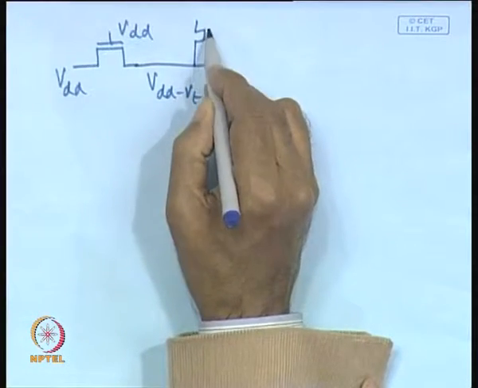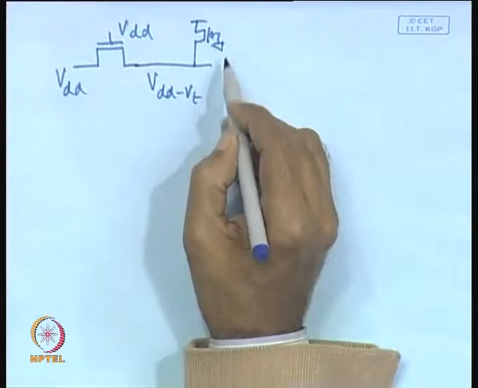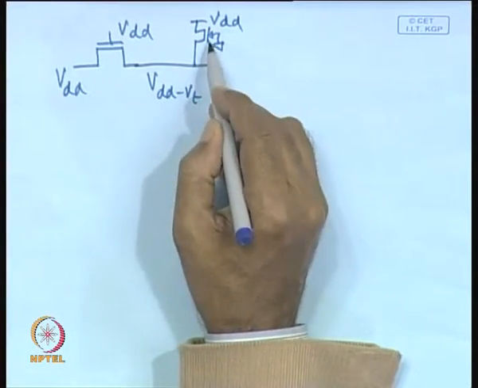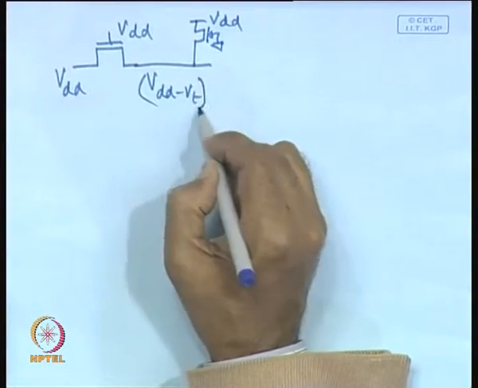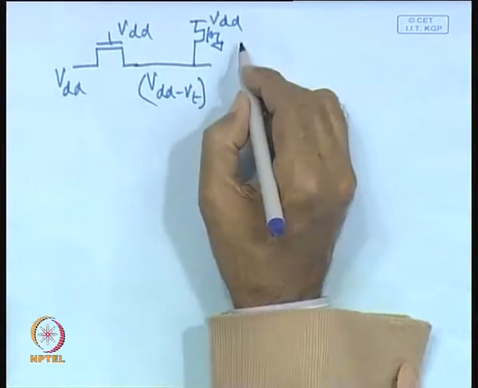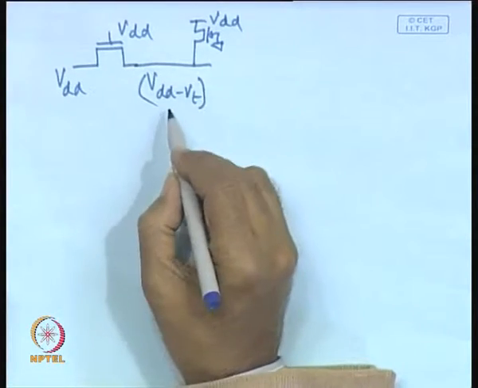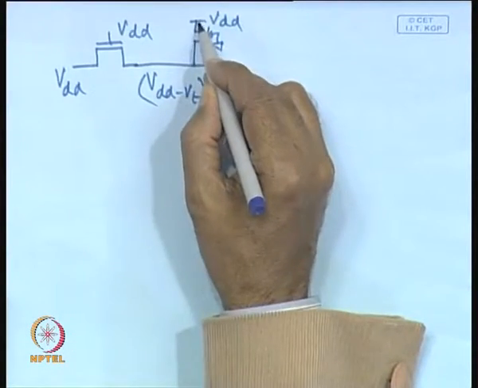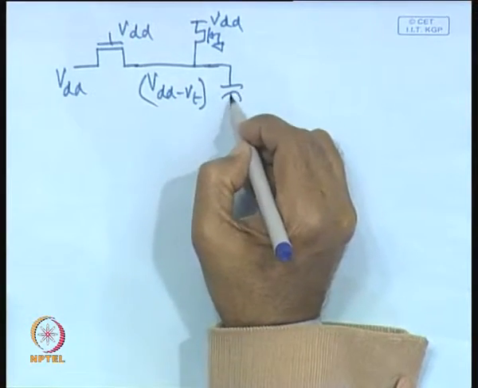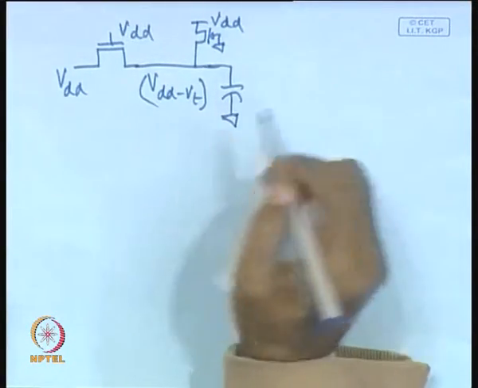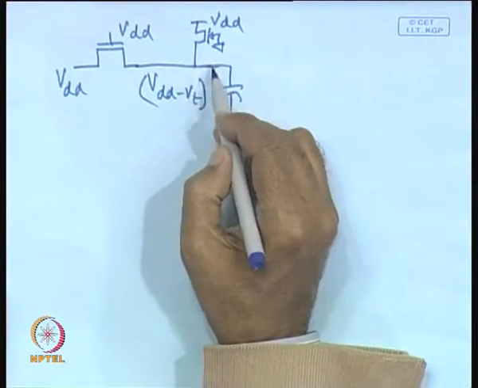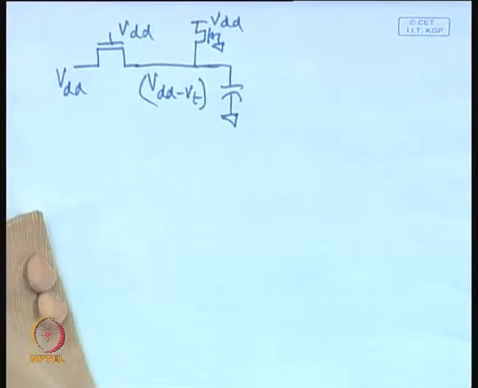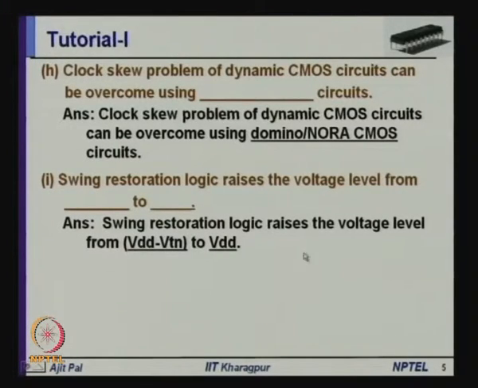Normally a weak PMOS transistor is connected to VDD and gate is connected to ground, and what the swing restoration logic does is raises the voltage from VDD minus VT to VDD. So, the charging of this capacitor, which is essentially the gate capacitance of the next stage, will be raised from VDD minus VTN to VDD. So, that is the job of the swing restoration logic. It raises the voltage level from VDD minus VTN to VDD.